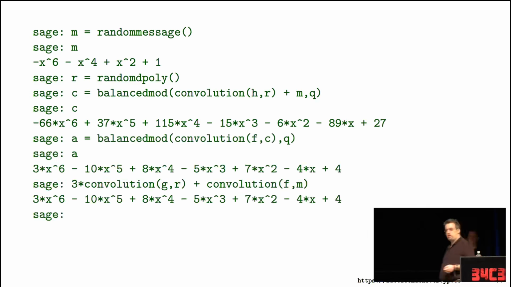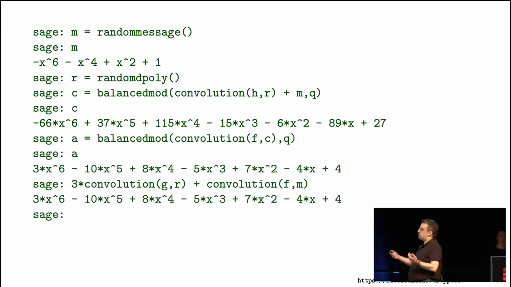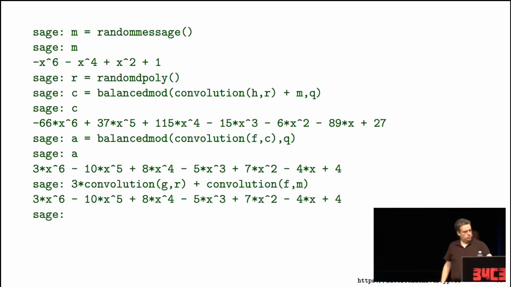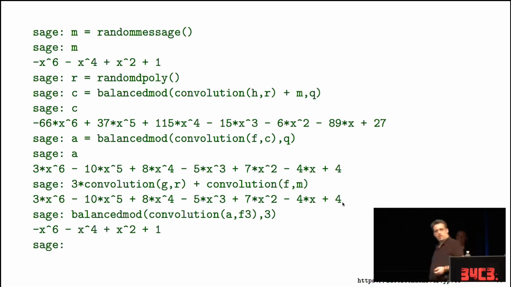And now decryption was multiply the ciphertext by the secret f, reduce mod q, and then Tanja mentioned that this is going to be the same as 3 times g times r plus f times m, and then multiplying that by f_3 and reducing mod 3 finally gives exactly the same as the original input message. So this system actually works. It has successfully decrypted a message from the ciphertext.